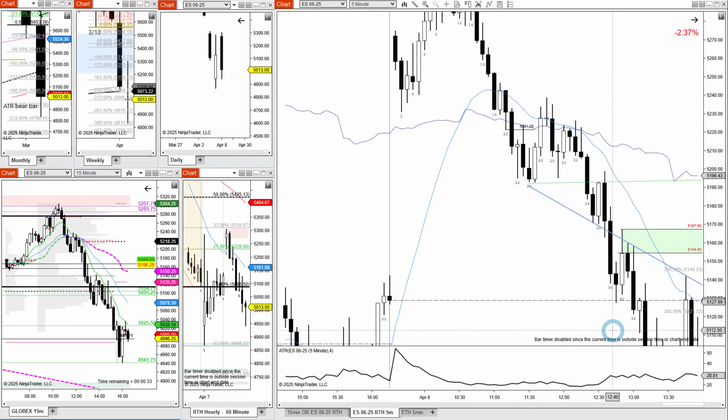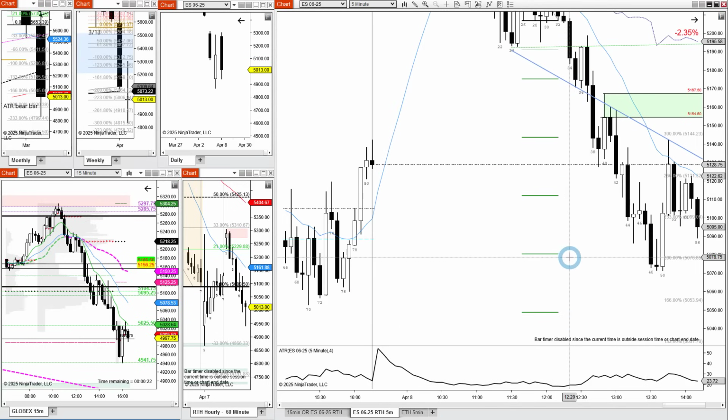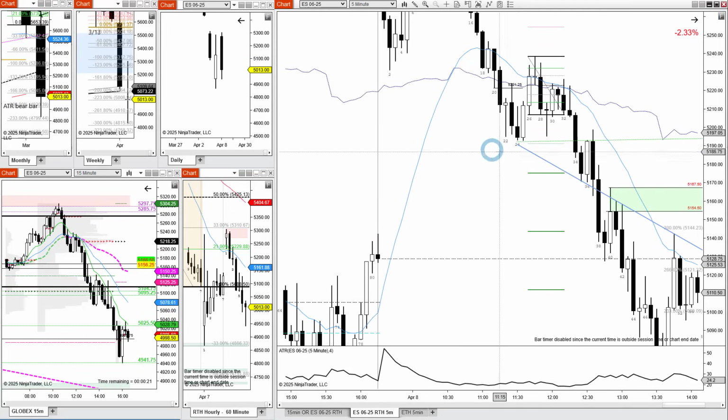That is bar 32. I want to sell bar 32. I enter one tick below. My stop goes there. I'm going for 1R, 2R, 3R, and then 4R. You're done. If you're selling this strong bear flag, you should be taking profit at the 2R. Anything more than that is a bonus.